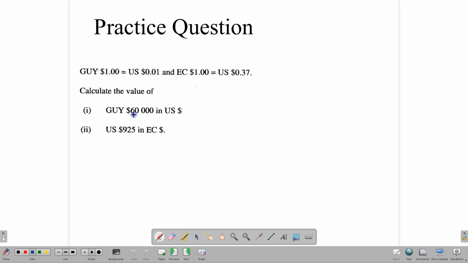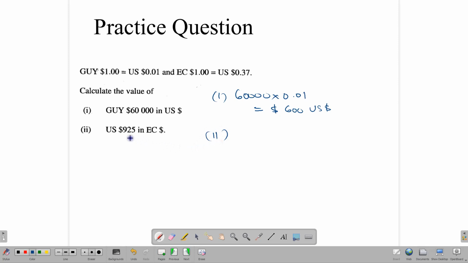And notice here, since we are exchanging 1 Guyanese dollar and getting 1 cent, then if you're going to exchange 60,000 Guyanese dollars, you should be getting 60,000 1 cents, which means that we're going to be multiplying. So what we're going to be doing here is 60,000 multiplied by 0.01. And when you punch that into your calculator, you will get approximately $600. That's $600, not 600 US dollars. All right, that's the first part.